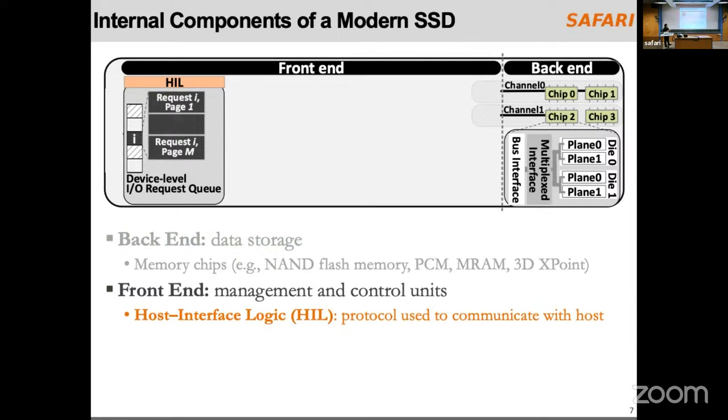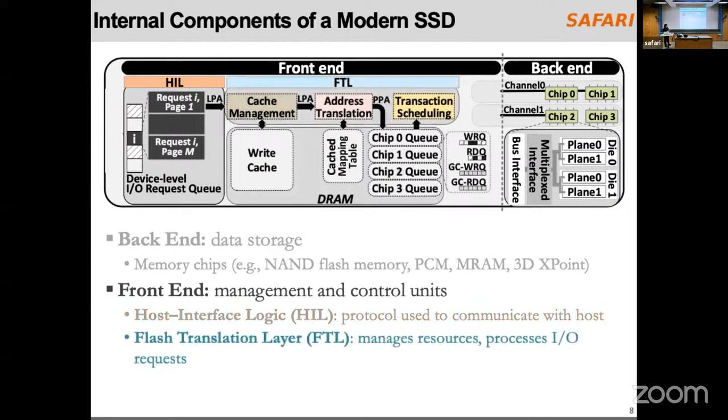It also takes the request from the application or from the host, and divides that into smaller requests which the FTL can process. Now we move to the FTL part, which is basically the brain of the SSD, which manages the different resources and processes, and also handles the IO requests.